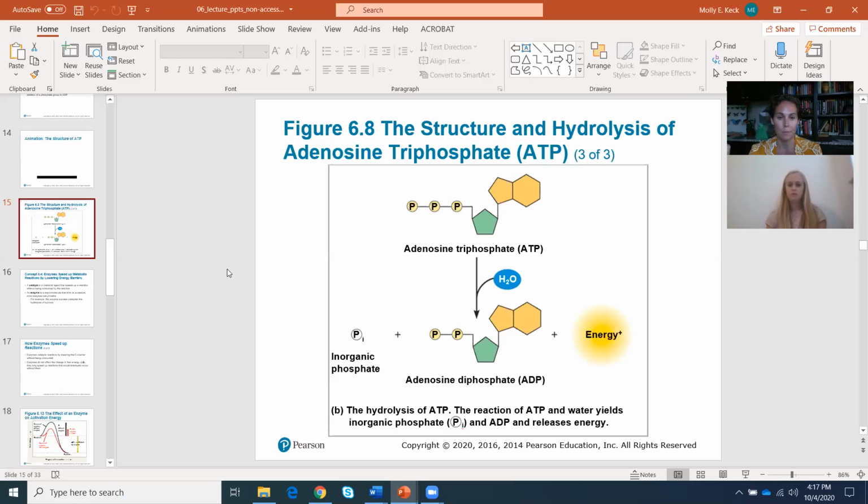So in the process of converting ATP into ADP by taking off that 3rd phosphate group, I would know that it's a hydration reaction, which means that you add water, and that in breaking that 3rd phosphate group off, we're releasing a ton of energy.